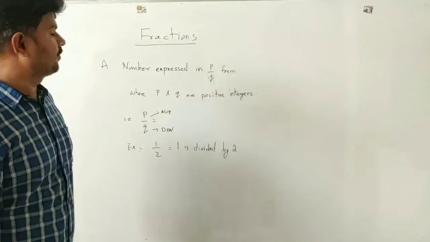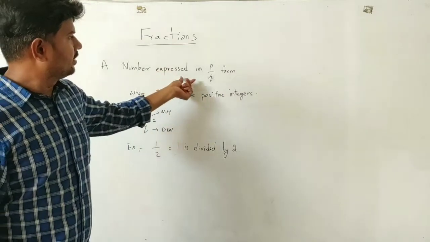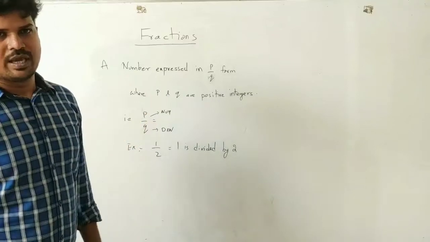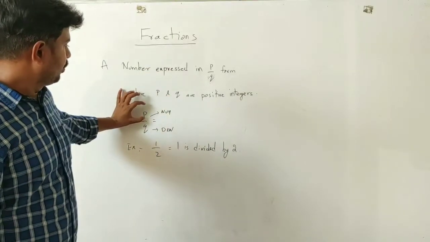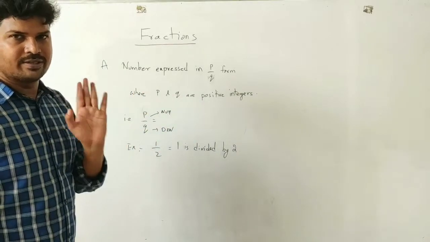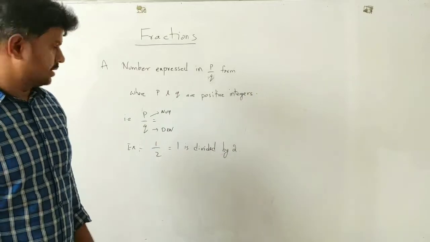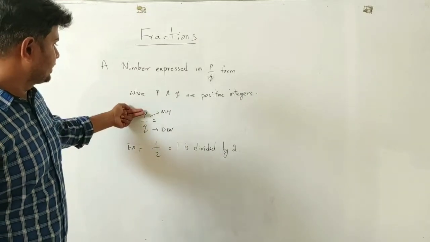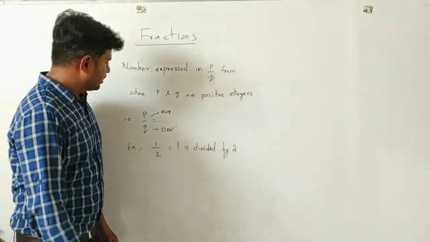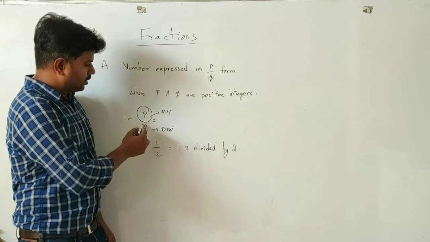Okay, let's discuss fractions. What is a fraction? A number expressed in p by q form is called a fraction. Anything that has a numerator part divided by a denominator part is called a fraction, where both p and q are positive integers. What is the meaning of the fraction? The meaning of the fraction is that p has to be divided by q.